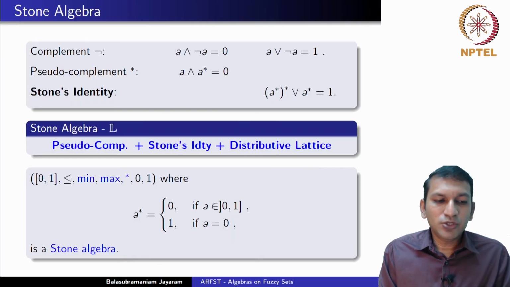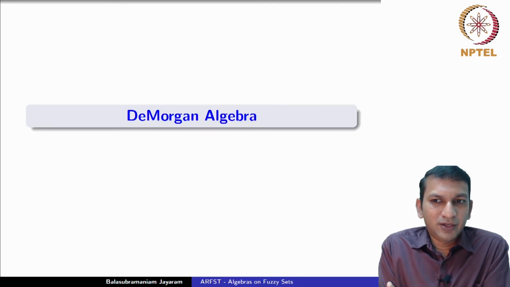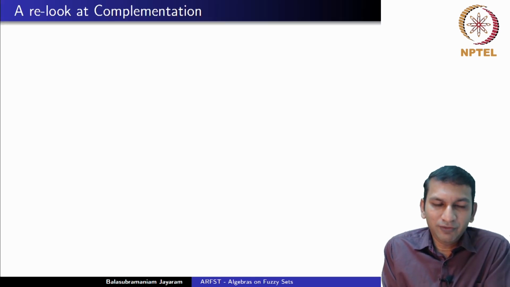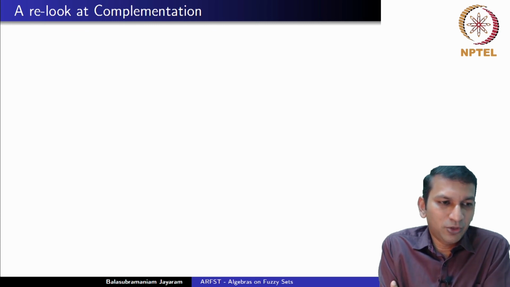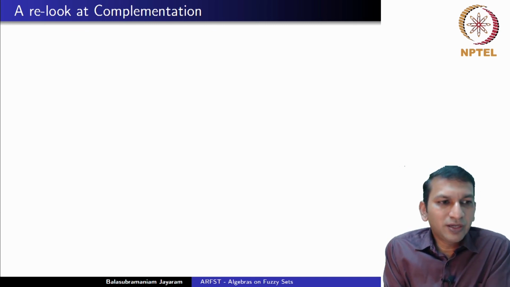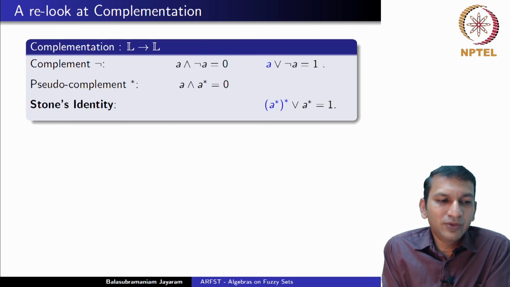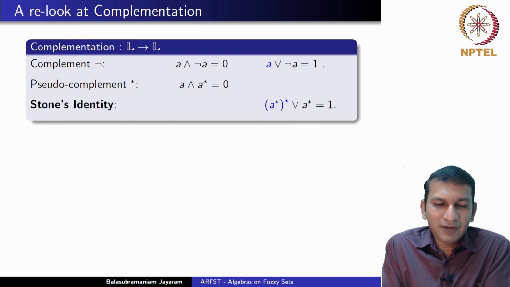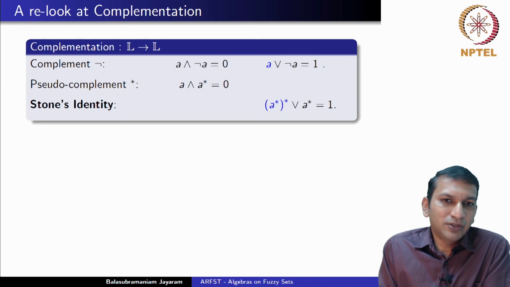So it becomes a Stone algebra. Well, let's see whether we can get yet another algebraic structure. We are all familiar with this structure, the De Morgan algebra. But before that, let's look at complementation itself. We have now two different types of complementation, complement and the pseudo complement. And we have also investigated a little bit on the Stone's identity.